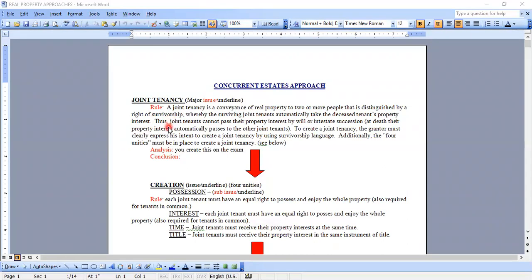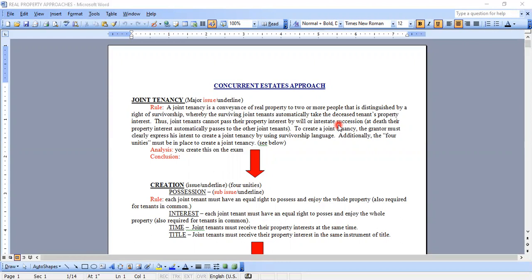Okay. Thus, joint tenants cannot pass their property interest by will or intestate succession. So JT, they cannot pass their property by will, not going to work, or intestate succession. At death, their property interest automatically passes to the other joint tenants. That's very important. No will, no intestate succession. Okay. And it automatically passes to the other JT.